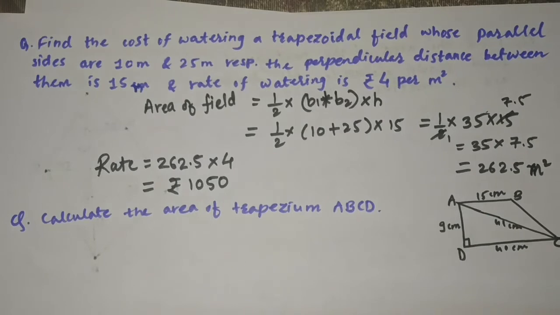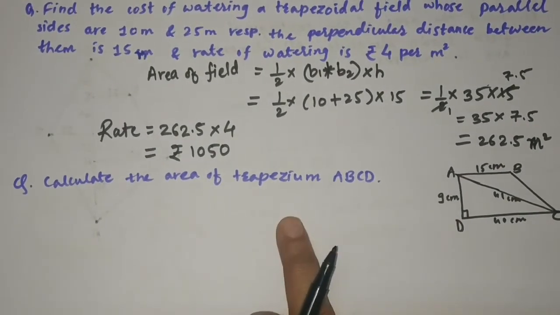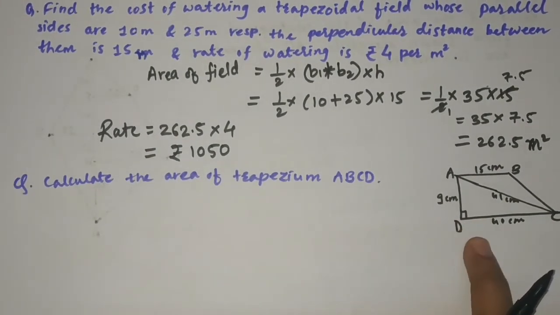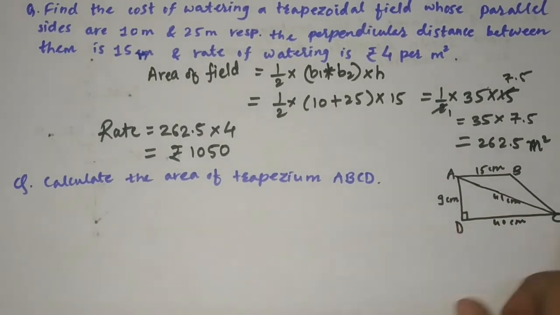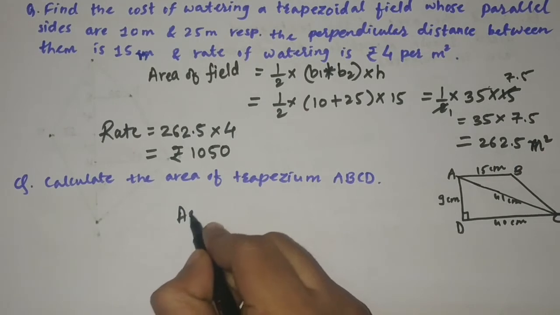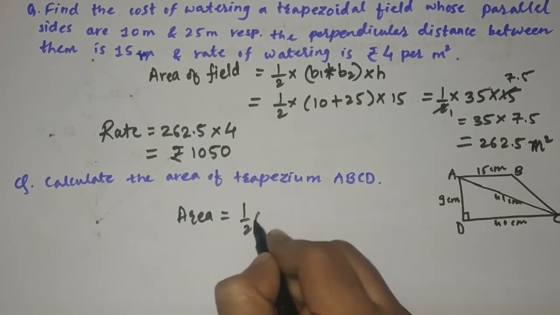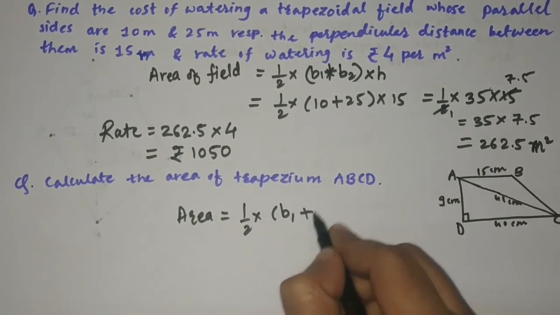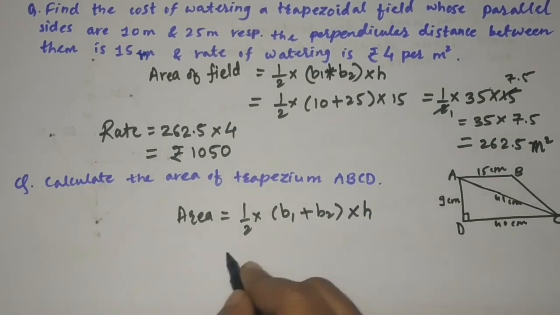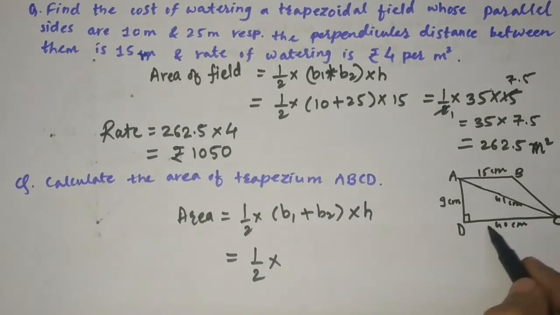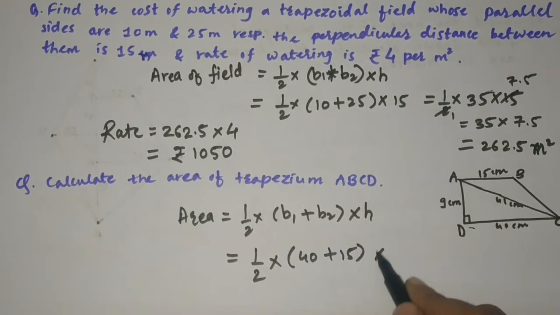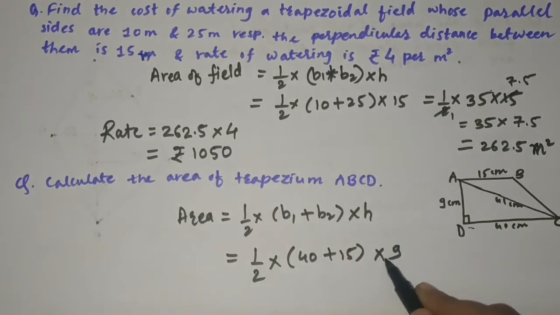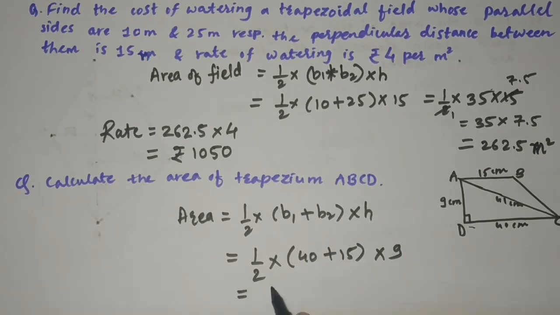Next we have to calculate the area of this trapezium ABCD. Here ABCD is a trapezium. Everything is provided. We just have to write the area is equal to the sum of its parallel sides multiplied by height. So the sum of its parallel sides is this 40 and this 15. And the height is already given, it is 9. So we'll add them.